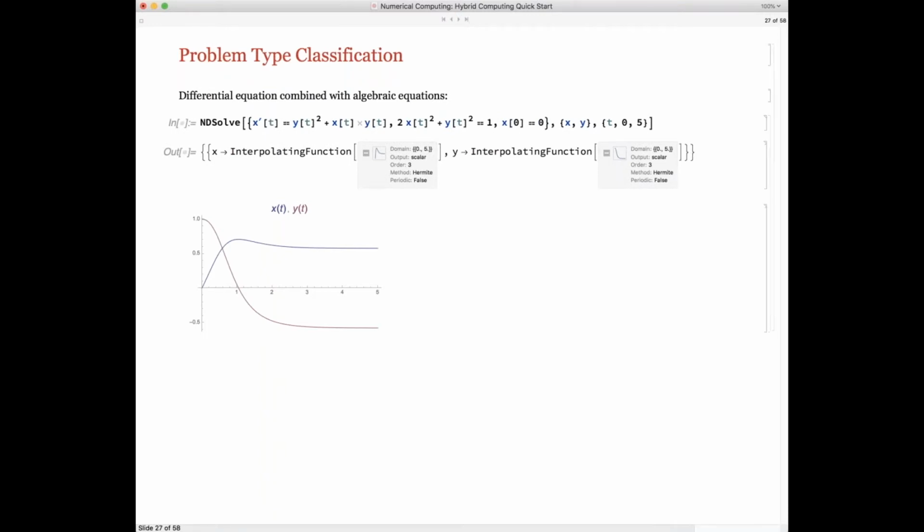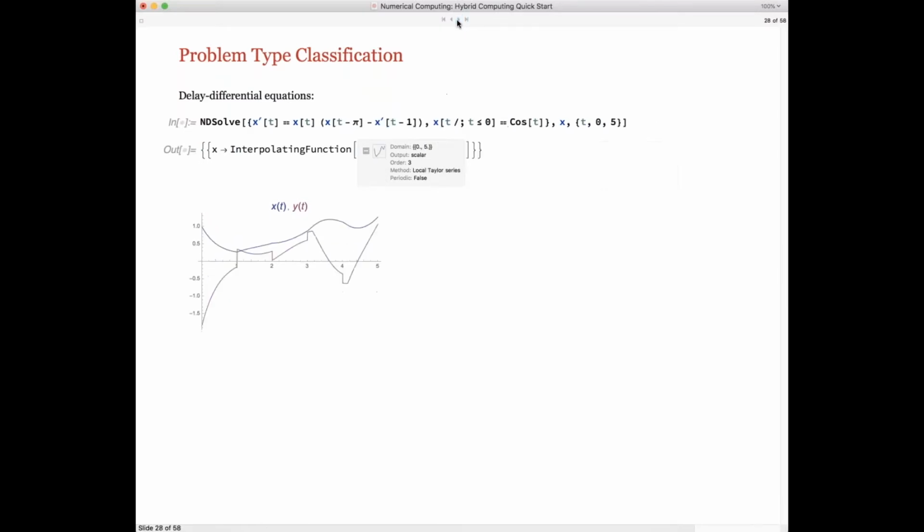Differential equations combined with non-differential equations are automatically solved, rearranged into a standard form, and passed to a suitable differential algebraic equation solver in Wolfram Language. Likewise, for delay differential equations, in which even the initial history function is easily made a part of the set of differential equations and boundary conditions supplied by the user.